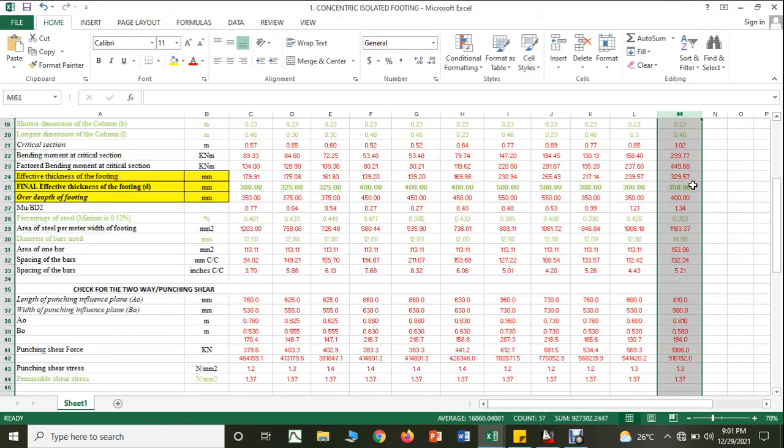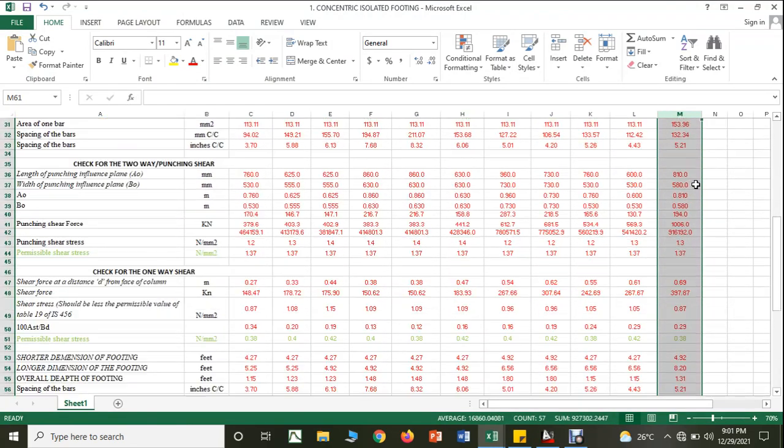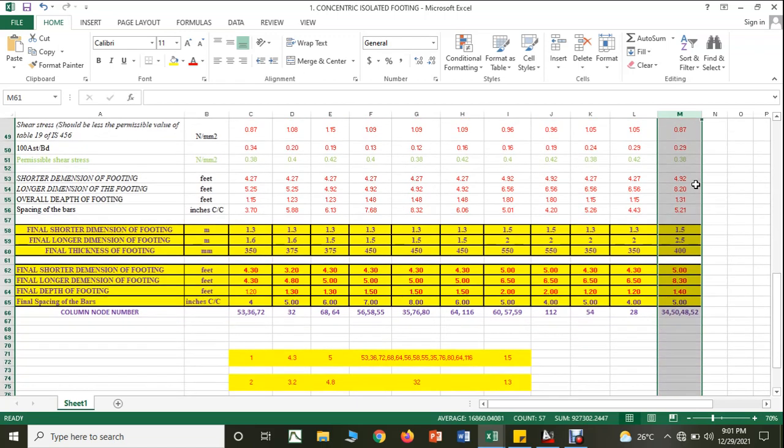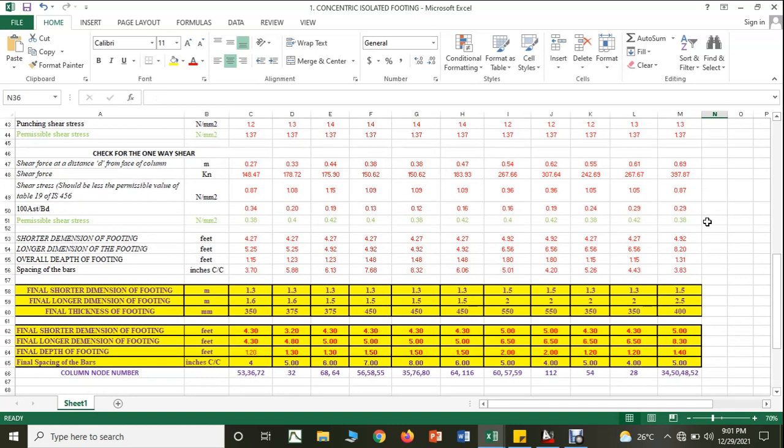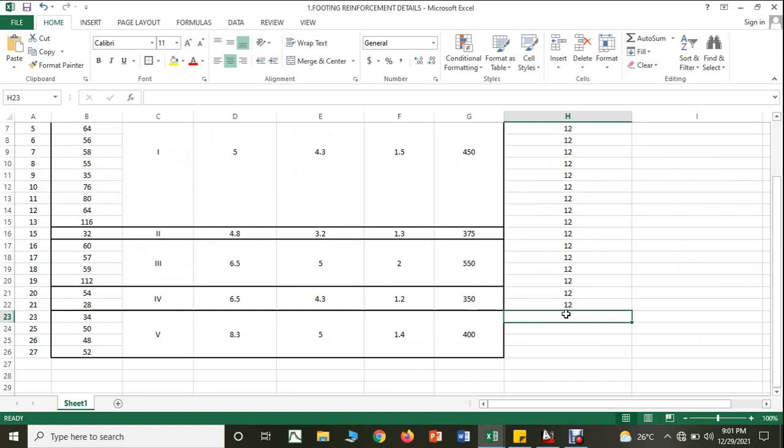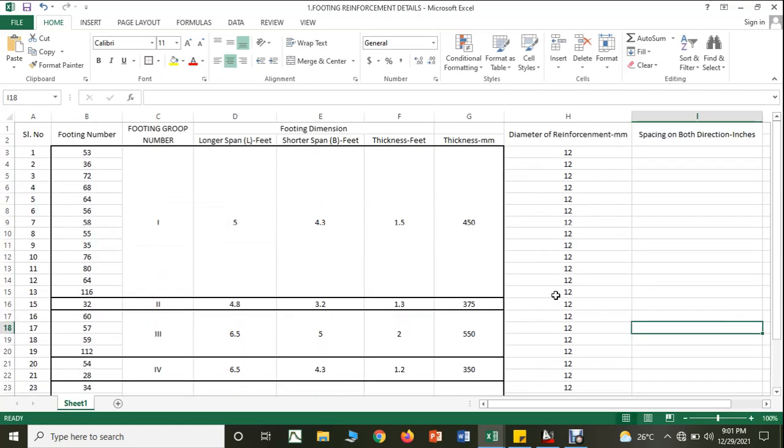For that I have used the spacing 14, right? Nothing wrong, even I can make it 12 also. When I make it 12, I'll get spacing 3.48, so I can make it 4, no issues. So therefore I will make it 12. This is also 12, so I'm using all 12 mm diameters, right?